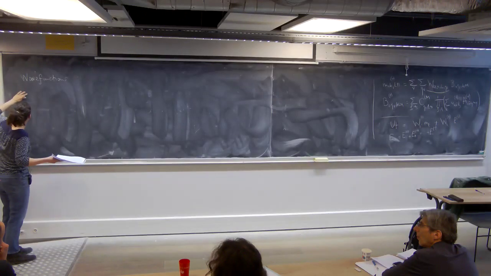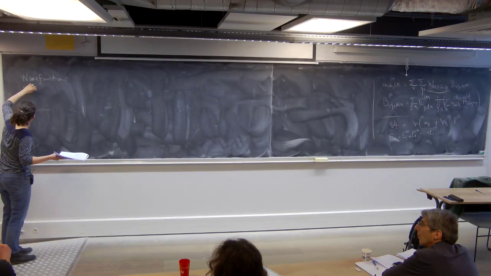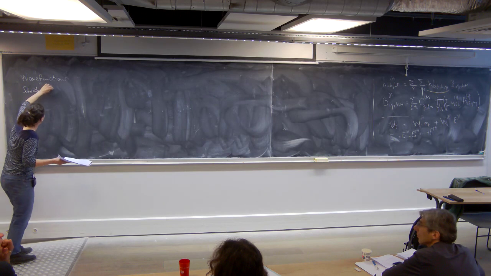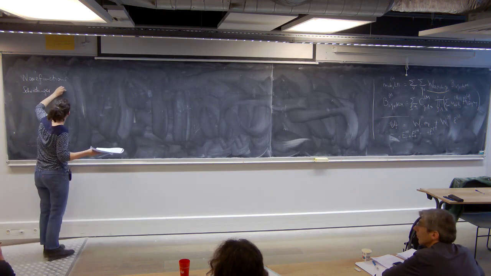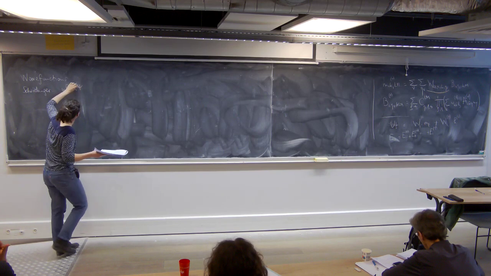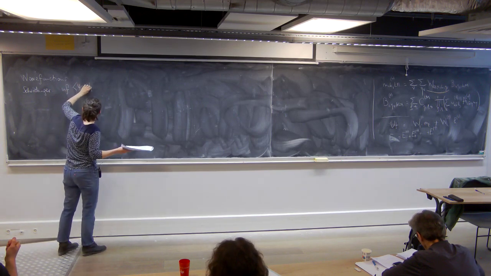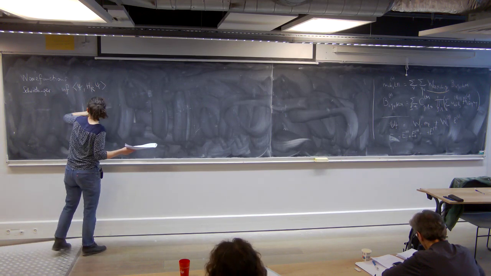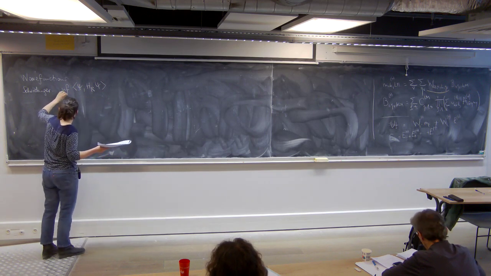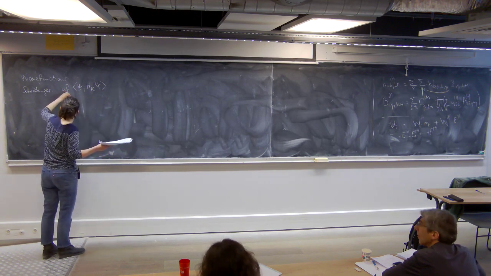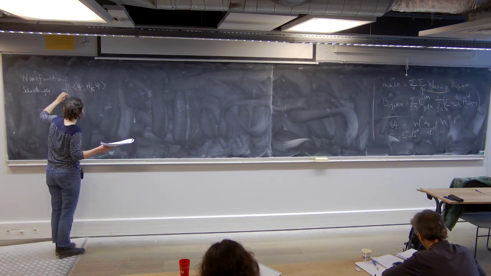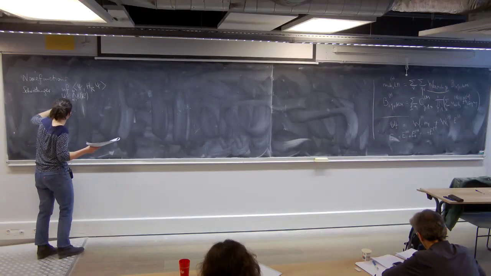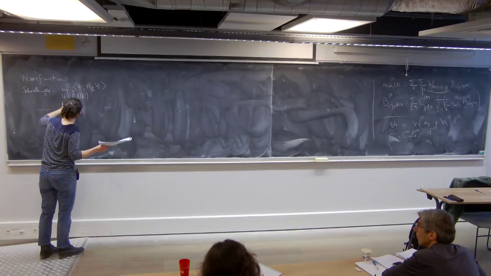So maybe I'll write down what we want: to compute the infimum of the expectation value of the Hamiltonian on wave functions that are antisymmetric, with n from 1 to capital N, in H1, and then they have to be normalized.